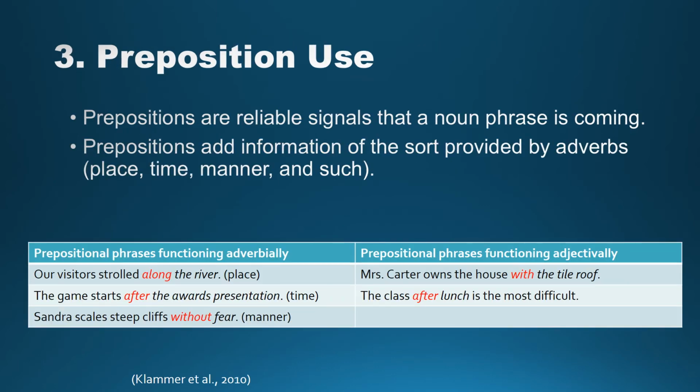Further errors that students often make are preposition use. Prepositions are often reliable signals that a noun or a noun phrase is coming. Prepositions add information that is provided by adverbs, such as the place, the time, the manner, and such. Please review the following slide to see some common examples of prepositions and the nouns they follow.